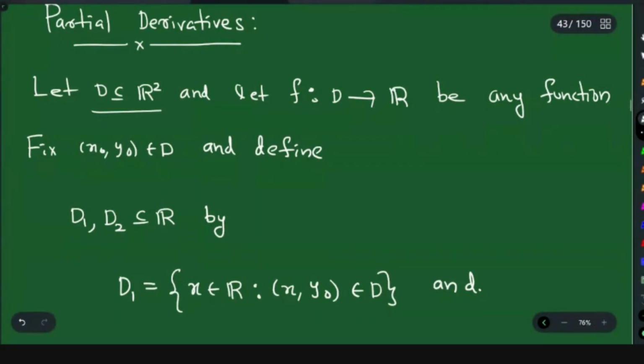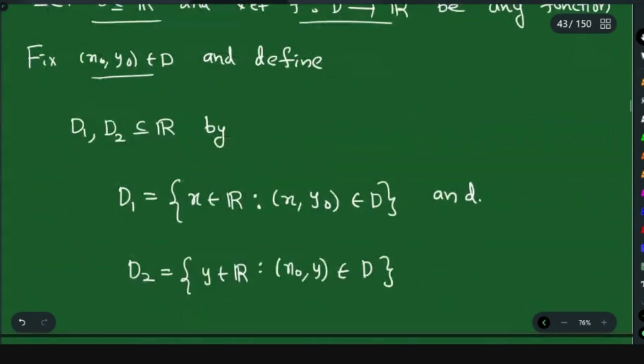So f is a function from D to R, any function, and x0, y0 is some point in D. Let me define two sets, D1 and D2. D1 is given this way: I look at all those points x belonging to R, so that (x, y0) belongs to D.